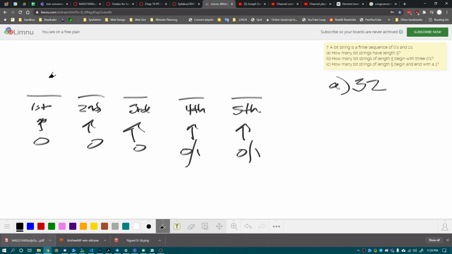So how many choices do we have for the first character? Well, it has to be a 0. We only have one choice. Same thing for the second character, right? It has to be 0. We only have one choice. How about the third? We only have one choice again. For fourth, it can be either 0 or 1, so we have 2 choices. And for fifth, we have 2 choices. So 1 times 1 times 1 times 2 times 2 is 4. So B is the number 4.